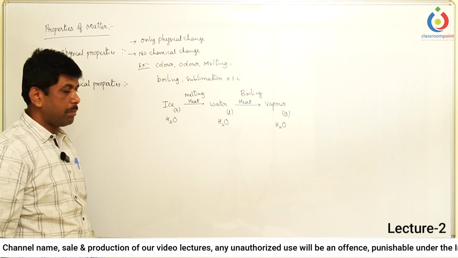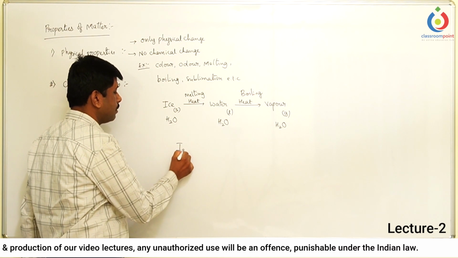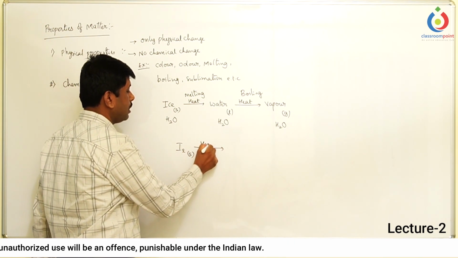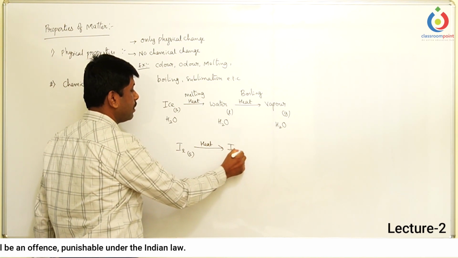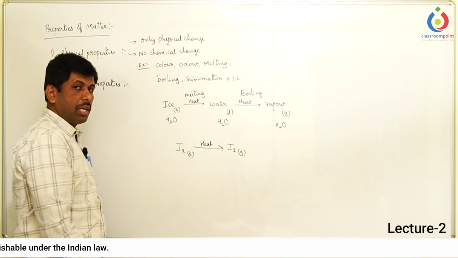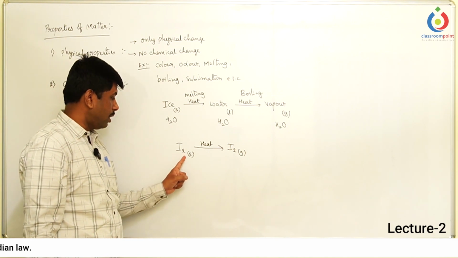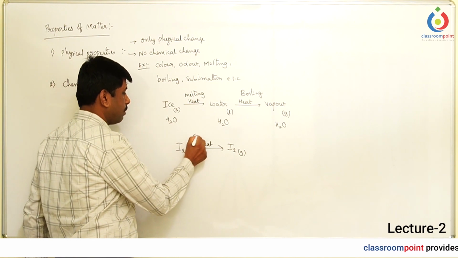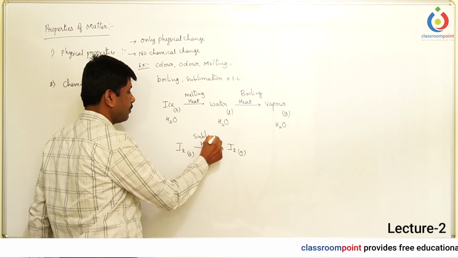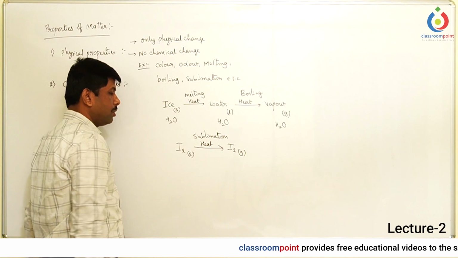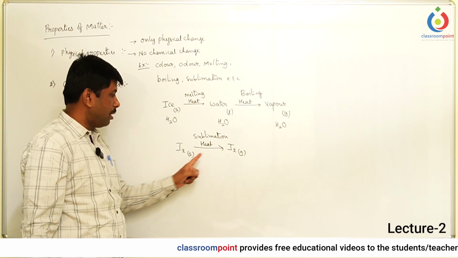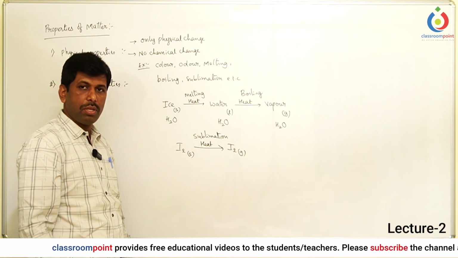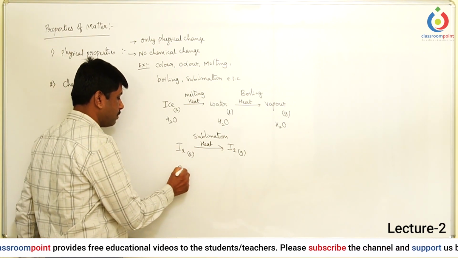Let us take another example where iodine exists in the solid state. When you heat it, this iodine directly converts into the gaseous state. So the conversion of any substance directly from the solid state into its gaseous state is called sublimation. During the sublimation of iodine, there is no change in the chemical formula of iodine, only the physical state changes. Like that, you can take camphor also.